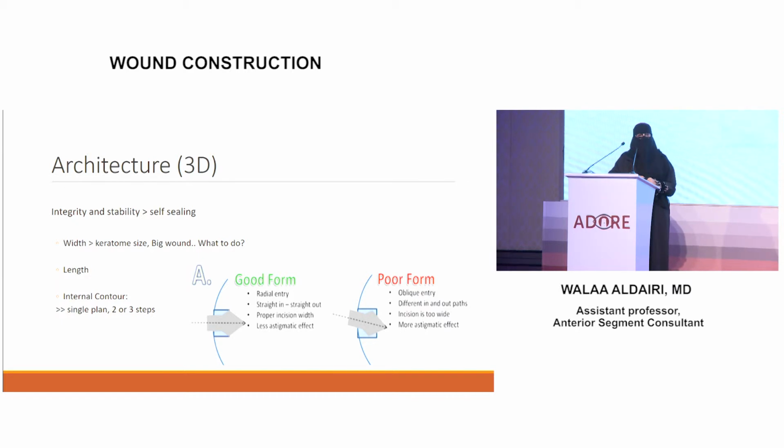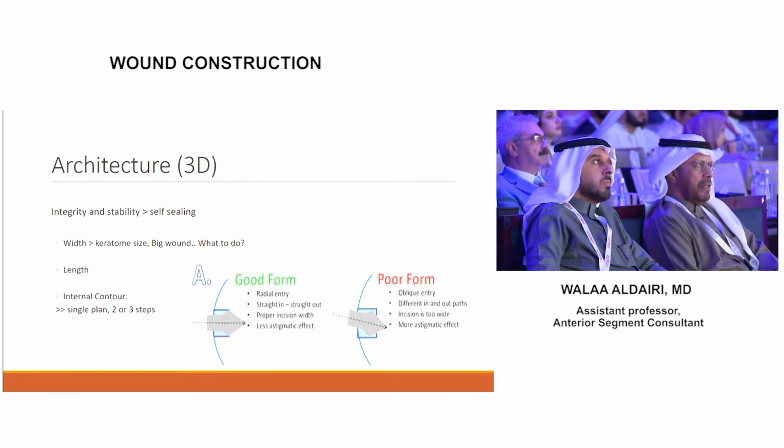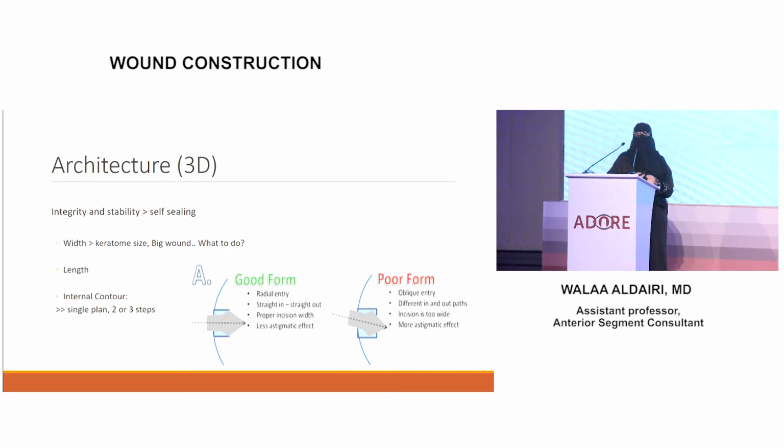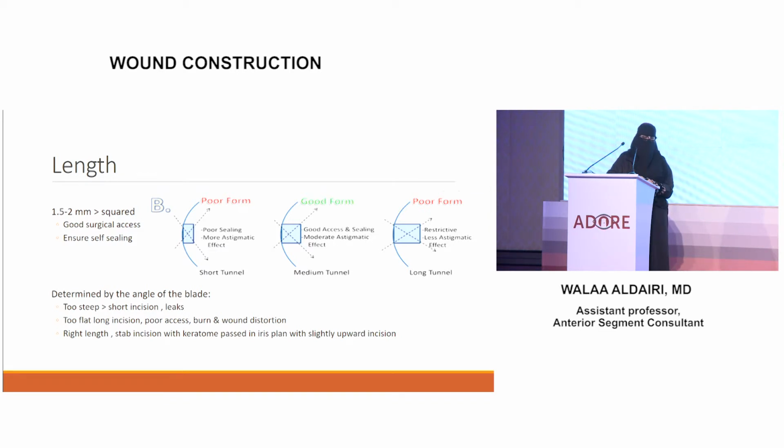The width is predetermined by your keratome size, and it should be compatible with your phaco tip size. If you have a big wound, you will have fluid leaking from the anterior chamber, collapsing the AC, and this will make your life difficult. In this situation, you might need to place interrupted sutures to make your incision narrower. The ideal length of the tunnel is between 1.5 and 2 millimeters to get a squared wound. This size will give you good surgical access, and it will ensure a self-sealing wound.